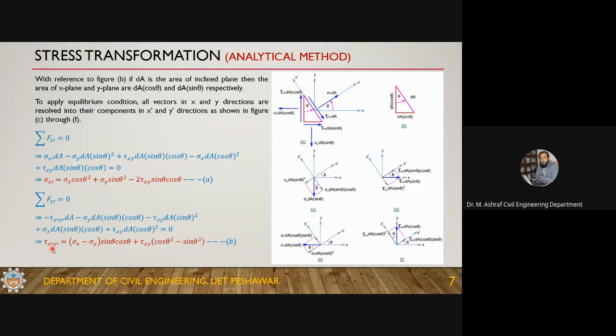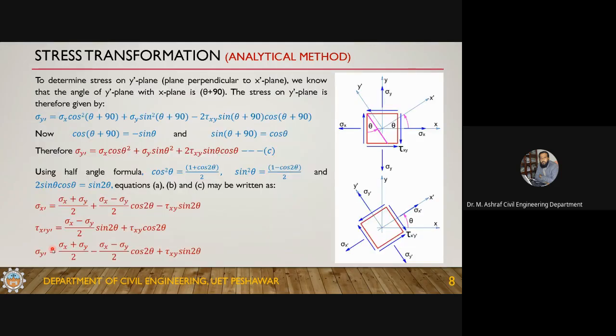Now, to have a complete state of stress at this point in the x prime y prime directions, you need to know the stresses on a plane perpendicular to this desired plane. If this is the x prime plane, then this must be the y prime plane. So you need to know the stresses on the y prime plane. This y prime plane is making an angle of theta plus 90 with the x axis.